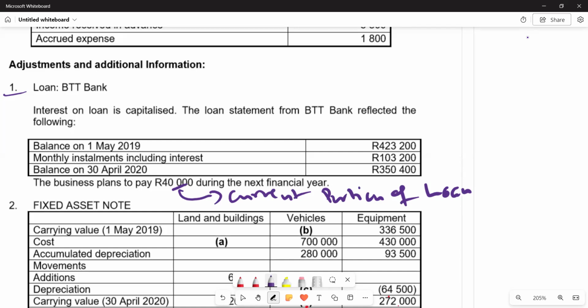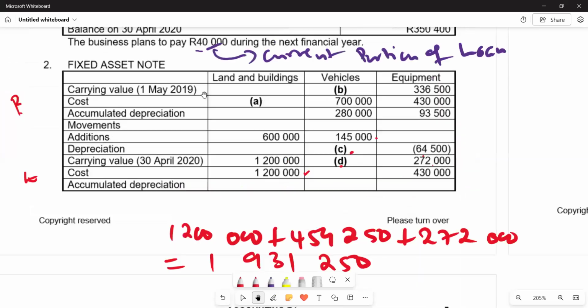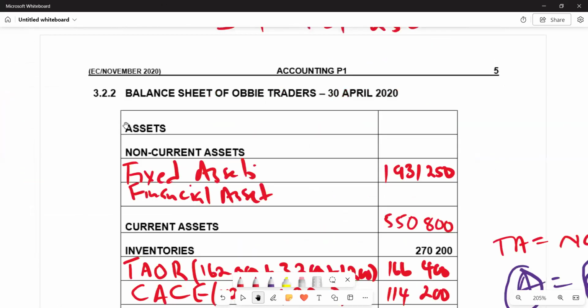So to calculate our closing balance of loan, we are going to say our opening balance here, which is 420,200, and then we subtract the monthly installments, including interest, which is 103,200. Then with the answer that we get, we subtract the current portion of loan to get the final balance for loan. So we go to the answer section and present it as such.